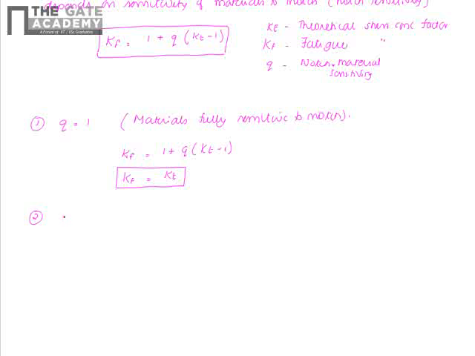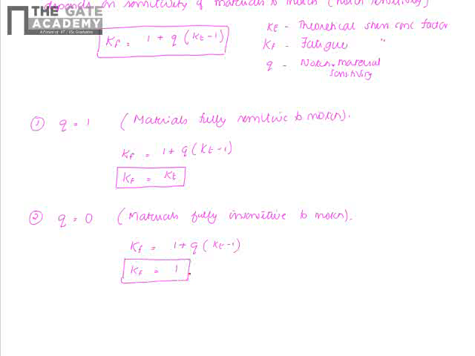Now, second class of material is the other extreme where Q is equal to 0, that is materials which are fully insensitive to notches. For such materials, the fatigue stress concentration factor will be 1 plus Q into Kt minus 1. This will be equal to 1. Therefore, for materials which are fully insensitive to notch, the fatigue stress concentration factor is taken as 1.